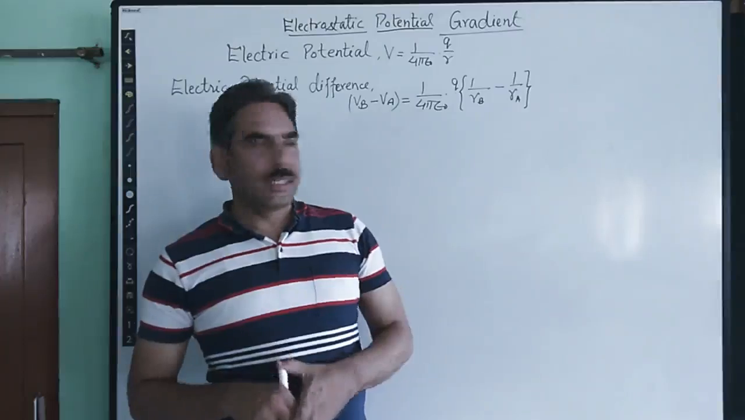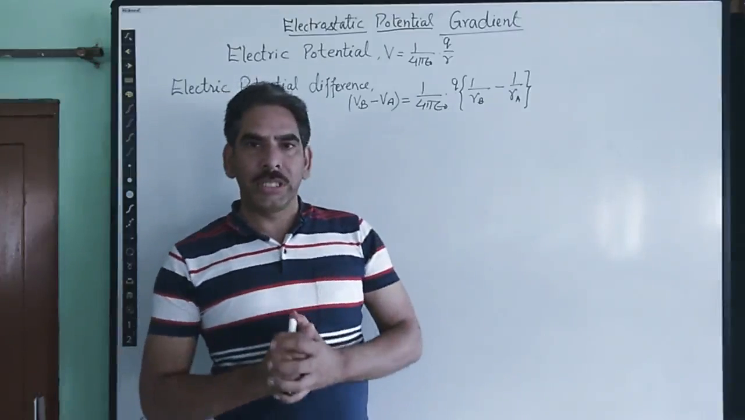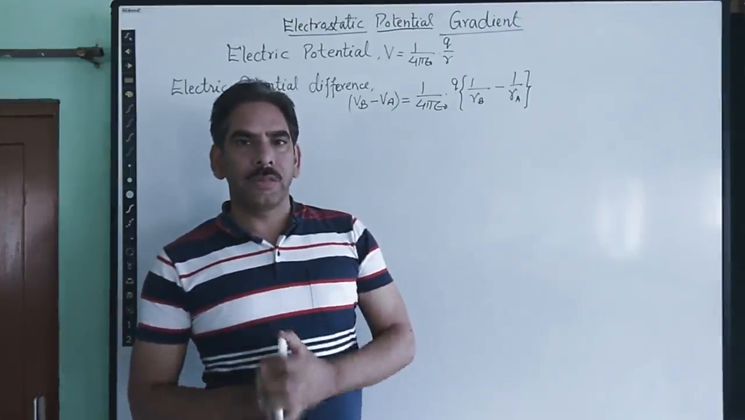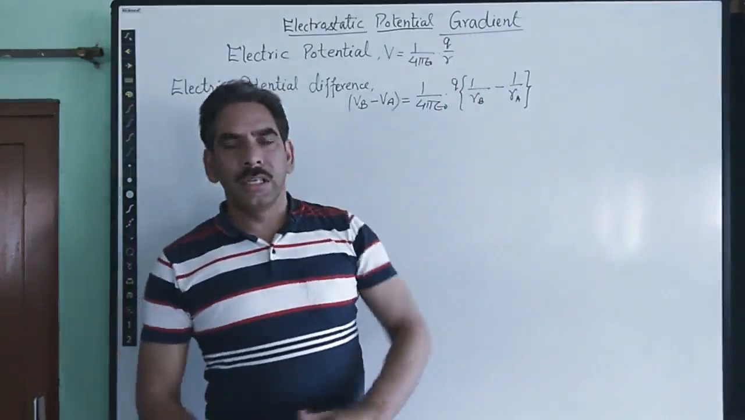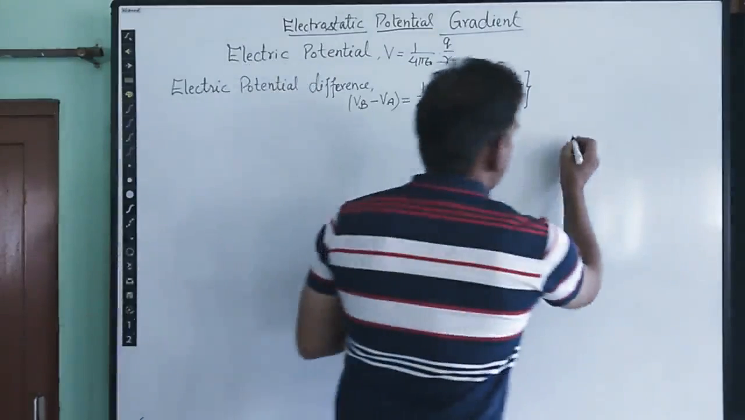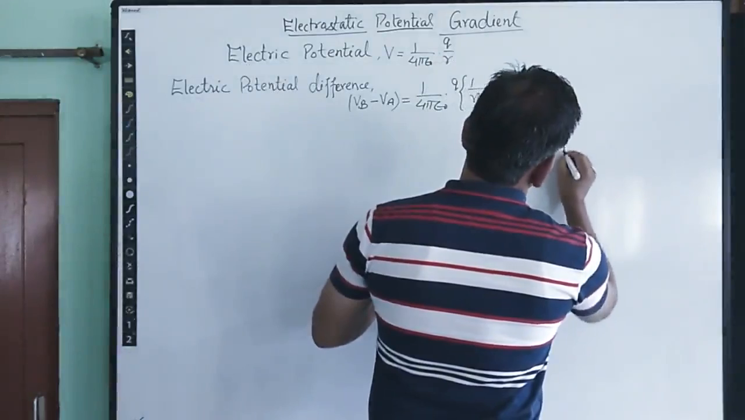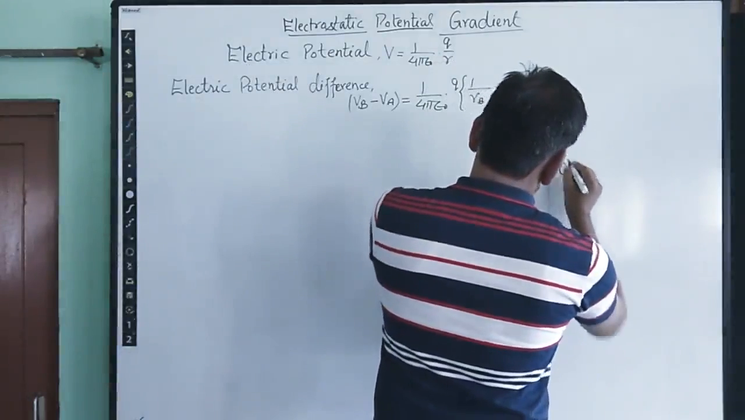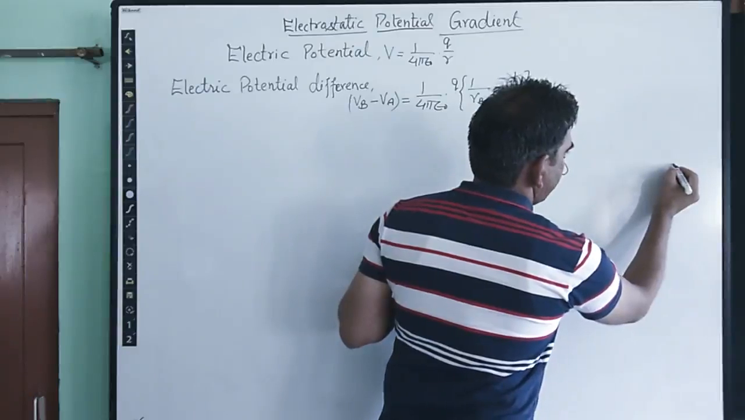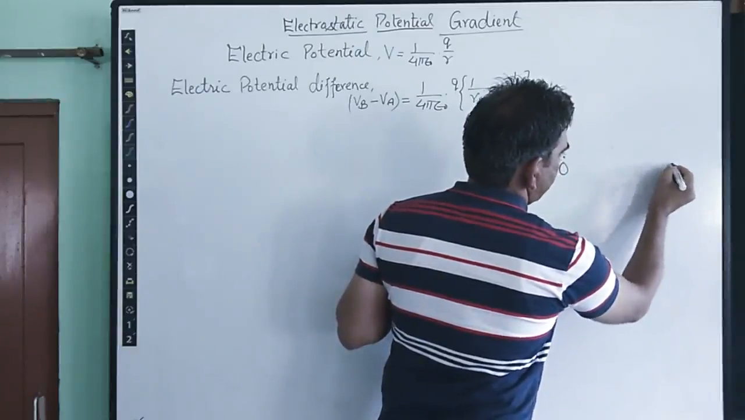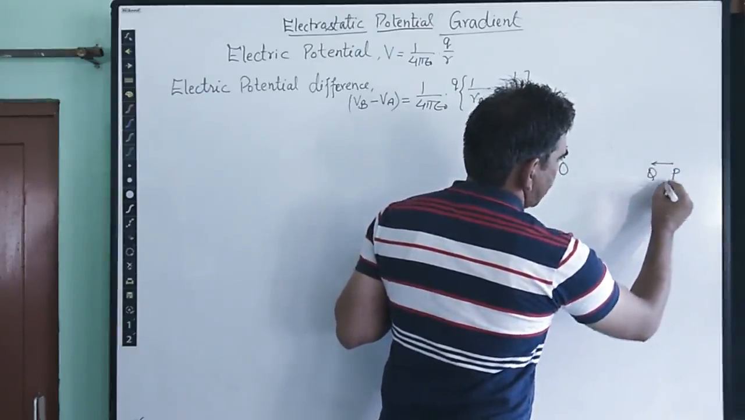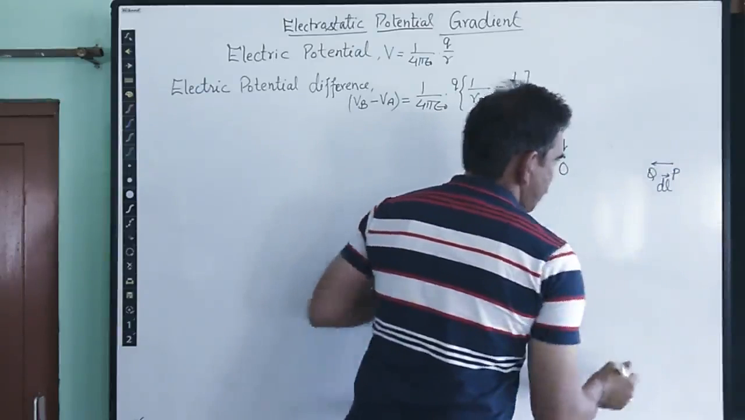I am just extending the very same discussion of electric potential and electric potential difference to introduce another very important term, which is called electric potential gradient. So to begin with, let me take some charge Q at some point O, for example, and we are trying to bring some unit positive test charge from point P through a small displacement up to point Q. This small displacement is dl, as we have discussed earlier.